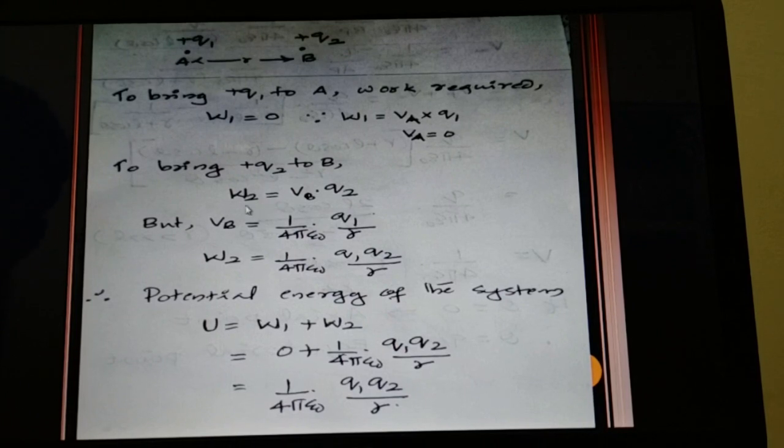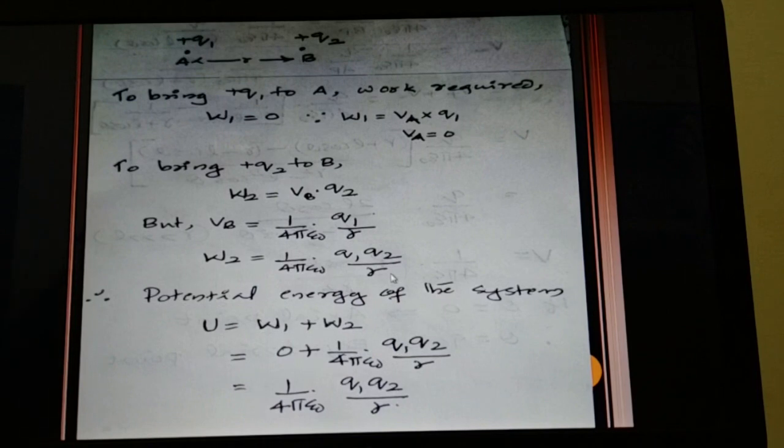So W2, the work required to bring plus Q2 to the point B, is W2, which is equal to VB into Q2. But VB is equal to 1 by 4 pi epsilon 0 Q1 by R, that is the definition for potential. And the W2 will become 1 by 4 pi epsilon 0 Q1 by R multiplied by Q2. That means W2 is equal to 1 by 4 pi epsilon 0 Q1 Q2 divided by R.